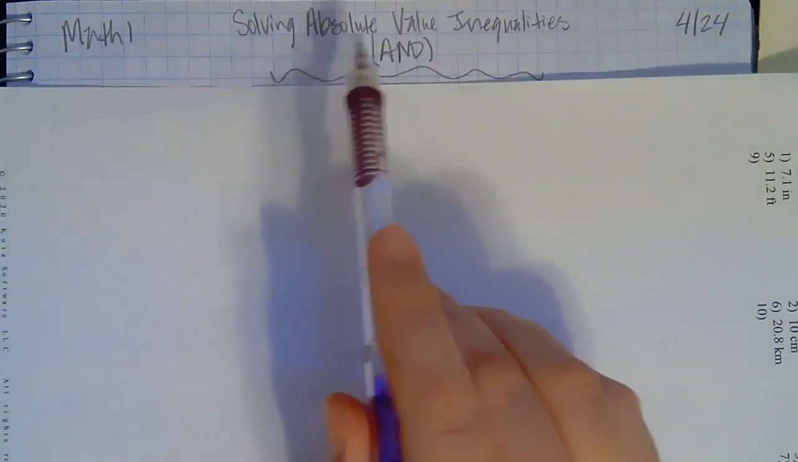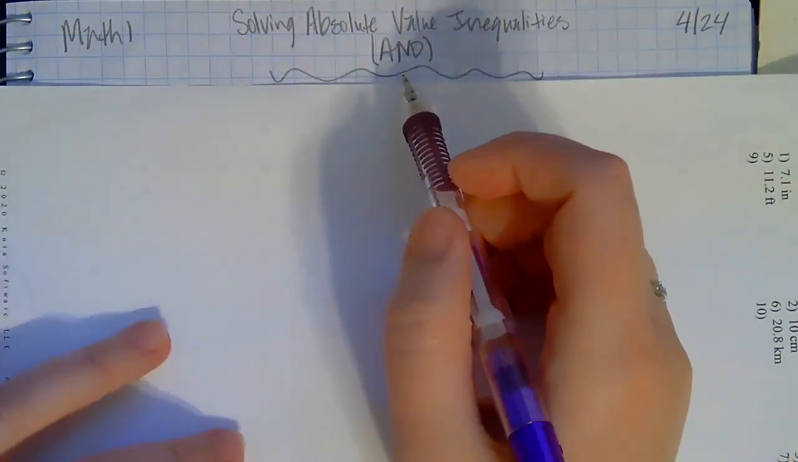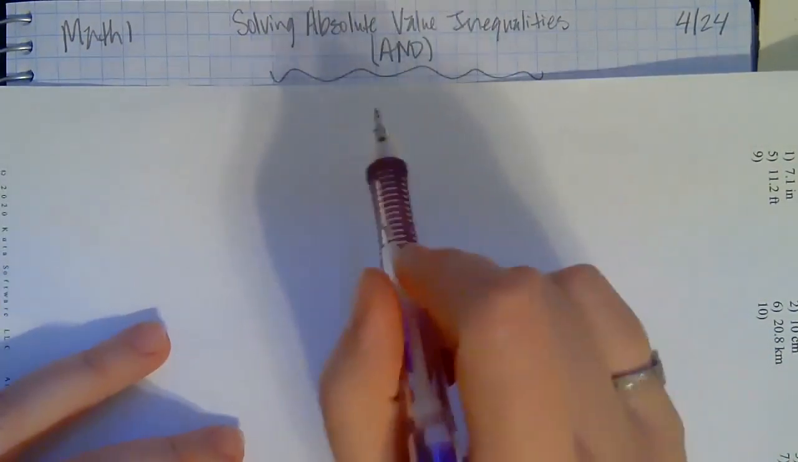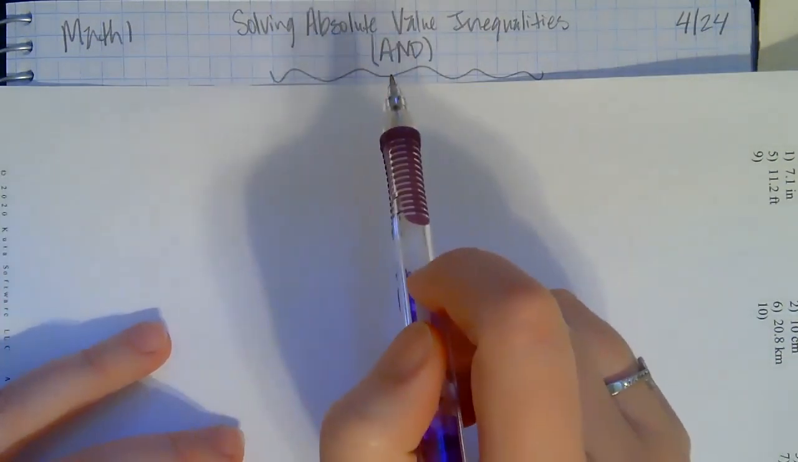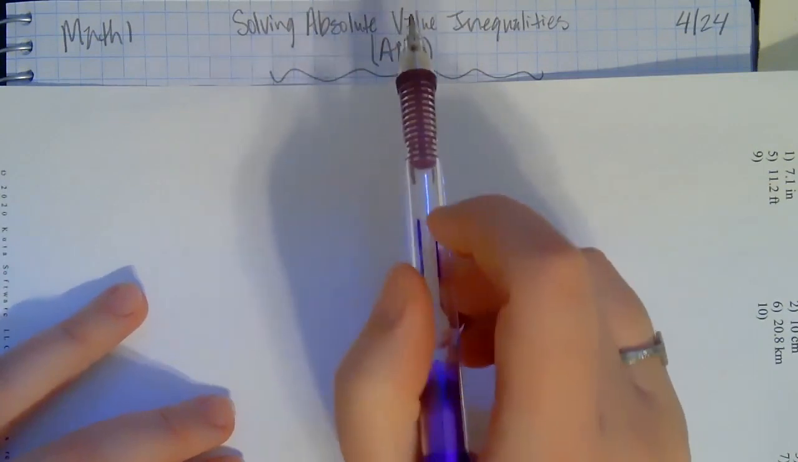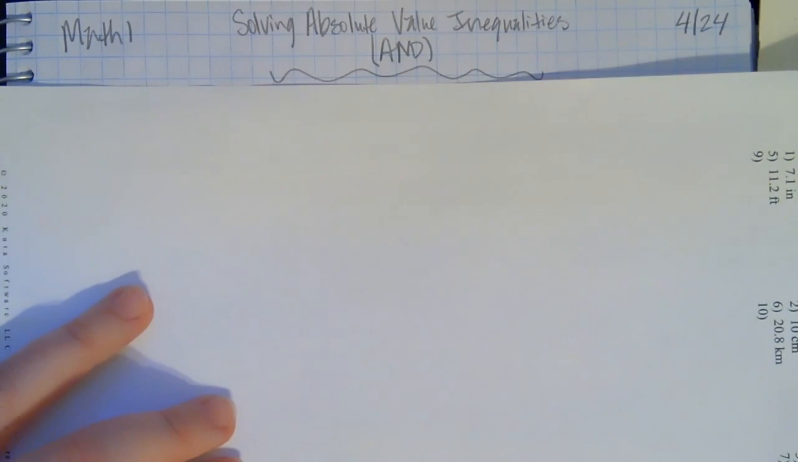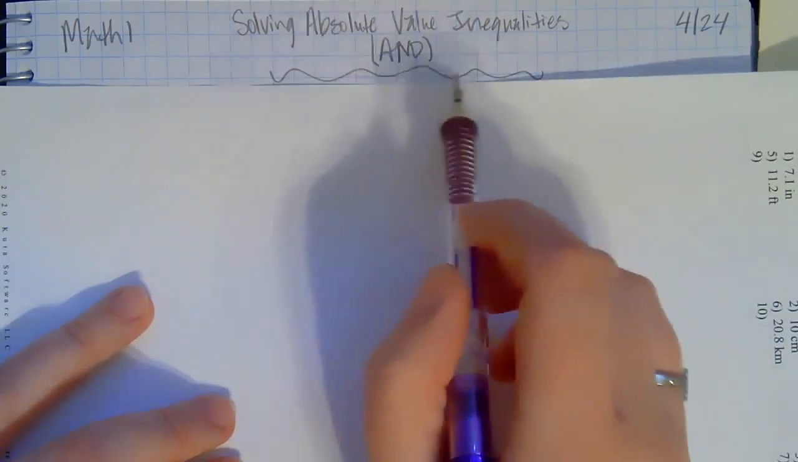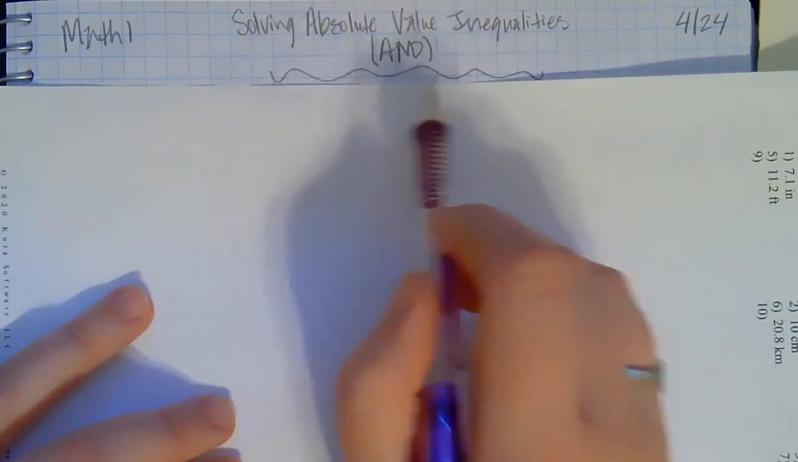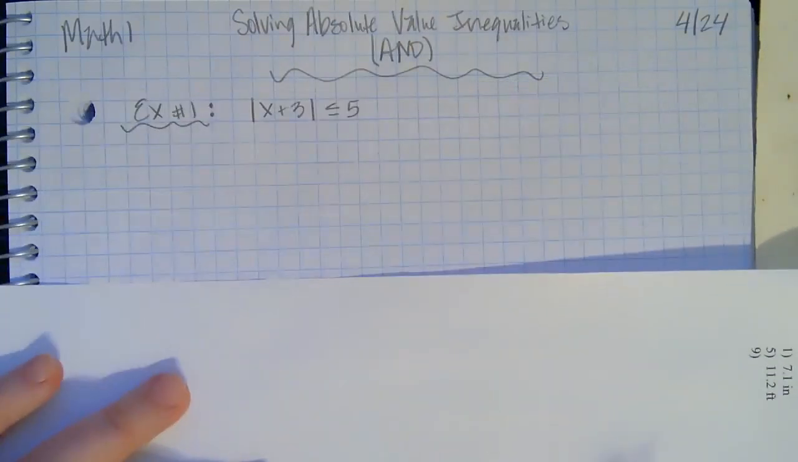We're going to look at solving absolute value inequalities for "and." So we looked a little bit yesterday already at absolute value inequalities. We're going to go a little bit more in detail with our solving. Today we're only going to look at absolute value inequalities that are ands, and I'll talk a little bit more about that in a minute. Remember that ands are when it gets shaded in the middle, where they're both true. All right, so let's look at our first example here and see what we can do.